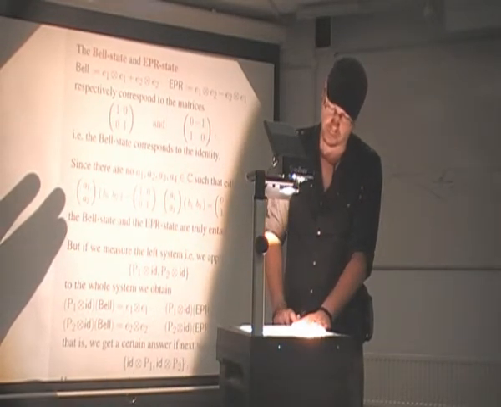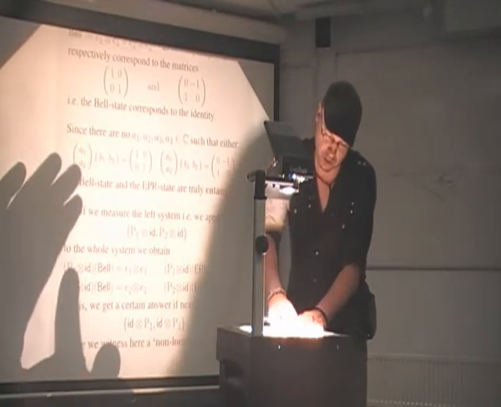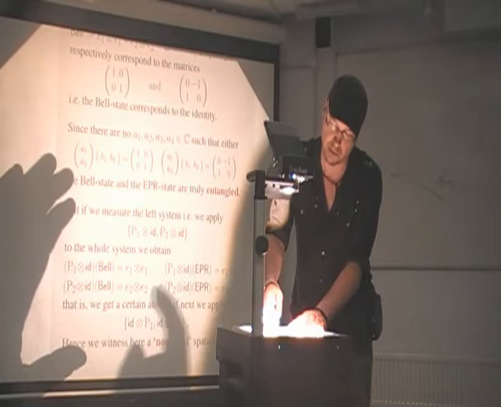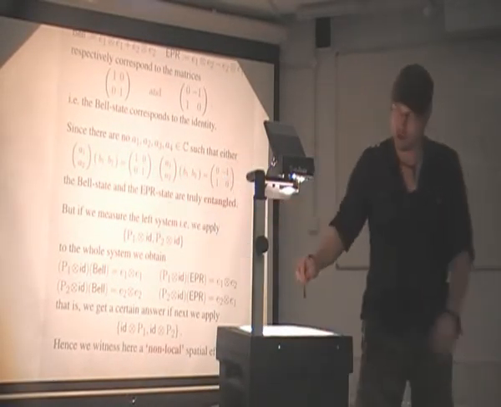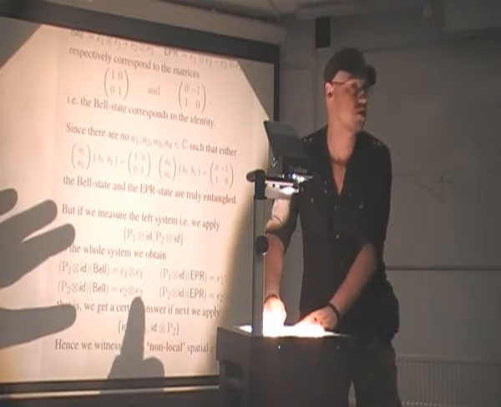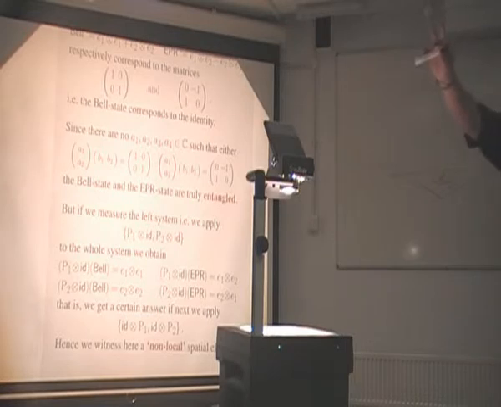Now, once I've done this measurement on the left one, and I've got this state, when I measure the second system, I will for sure find E1 on the second system. If I find this one and I measure the second system, I will for sure find E2. So these two systems are correlated. Whatever outcome I find on the left, I'll find on the right.